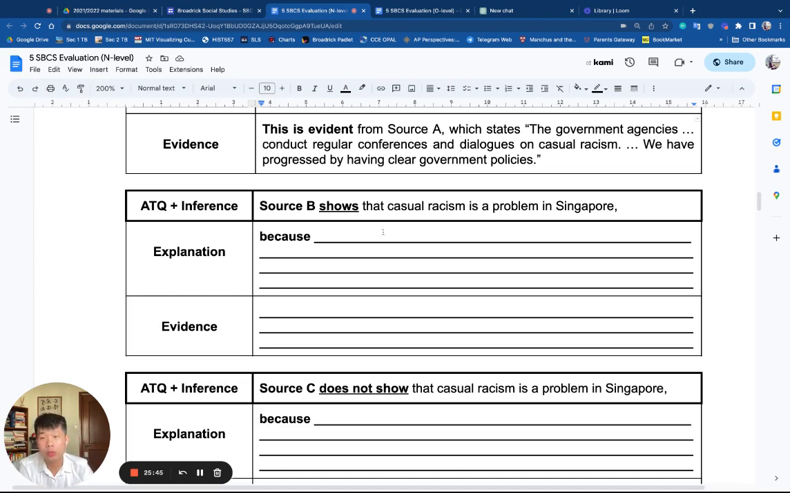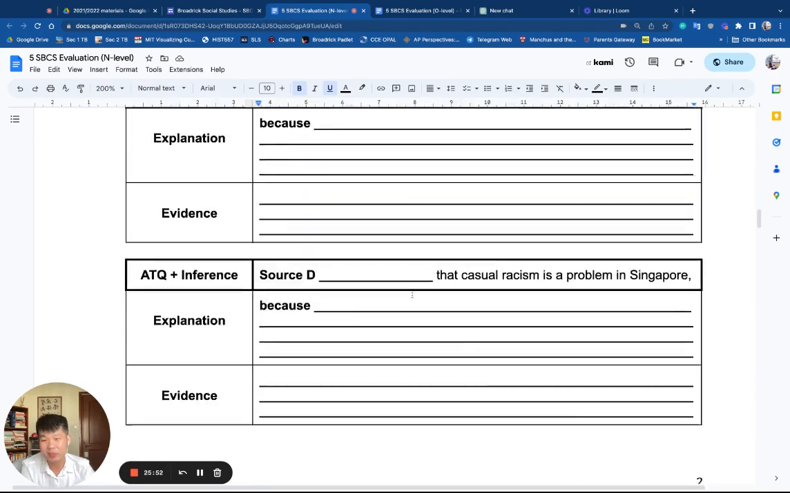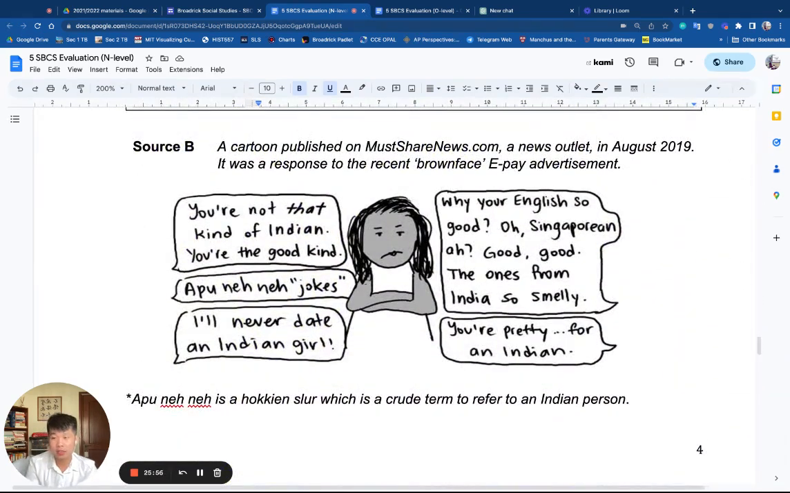Okay, so now we look at source B. I've already given you the ATQ and inference. It is a yes source. So we look at source B. Can we take, pause it, highlight the source as you need to. Please take 3 minutes.